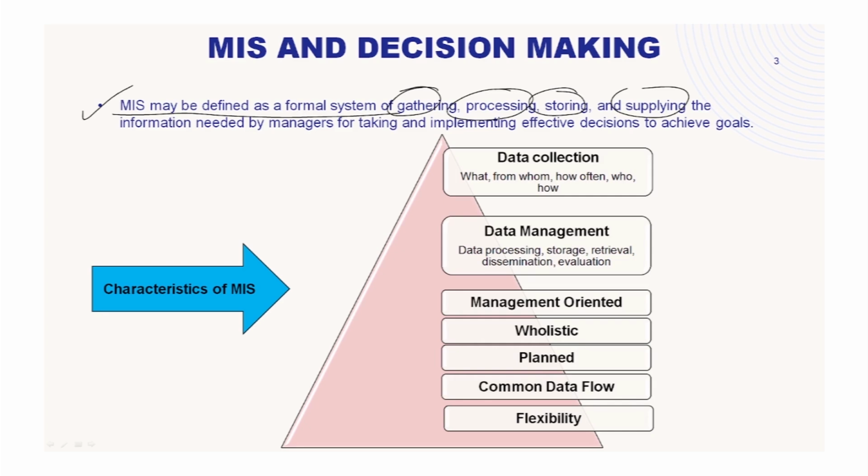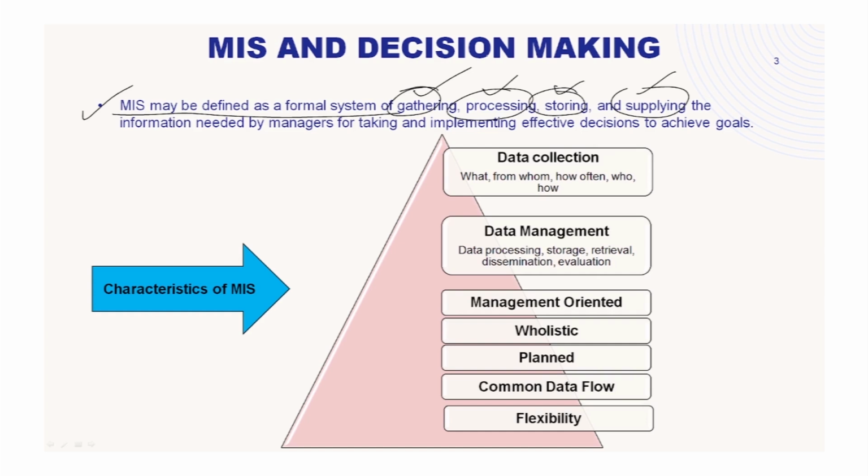So 4 elements are very important. One is gathering, another is processing, next is storing and supplying. So 4 elements are important for taking the key decisions.